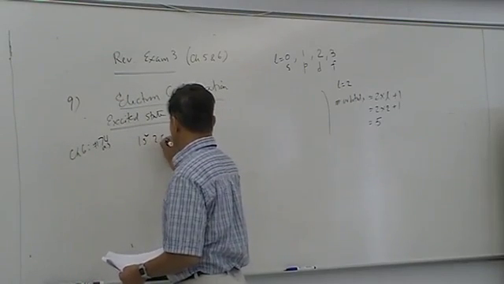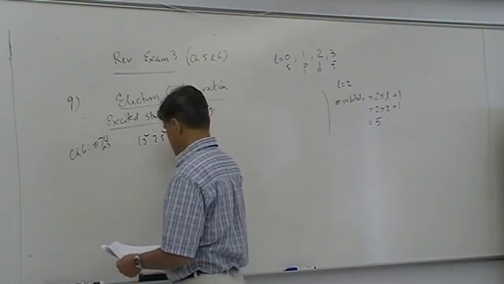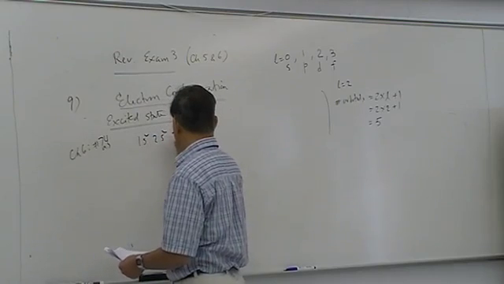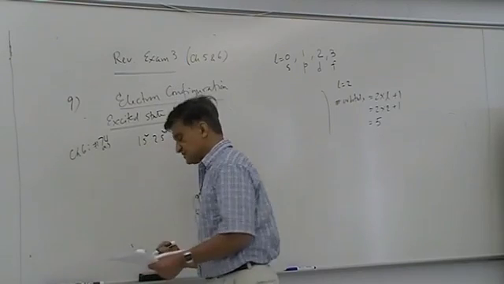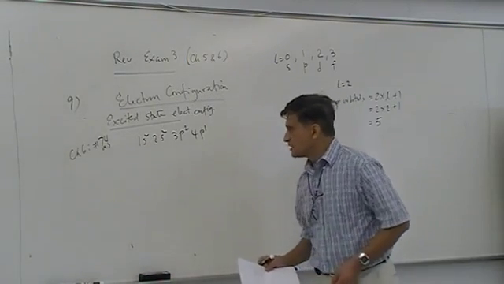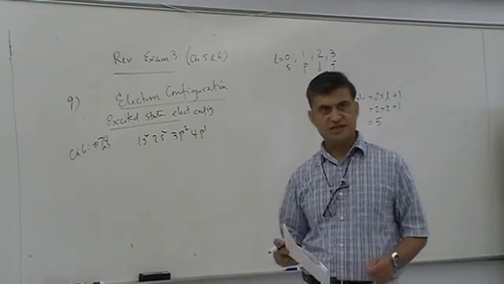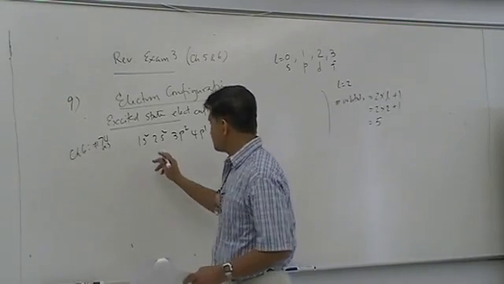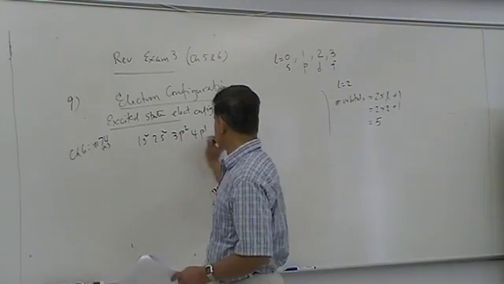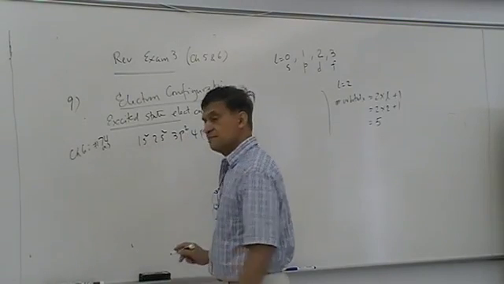1s2, 2s2, 3p2, 4p1. That's given. How do I know this is an excited state electron configuration? Think about how many electrons you have. 2, 4, 6, 7. 7 electrons.